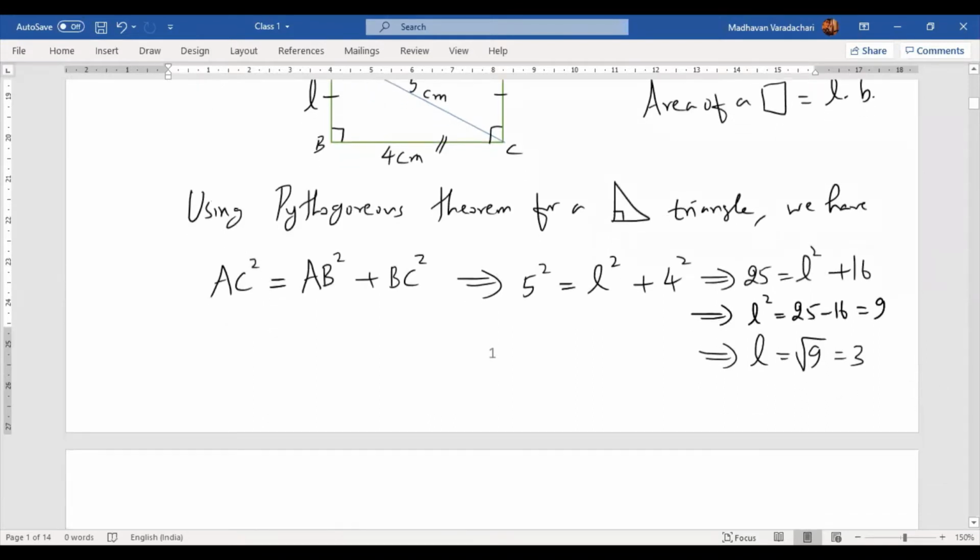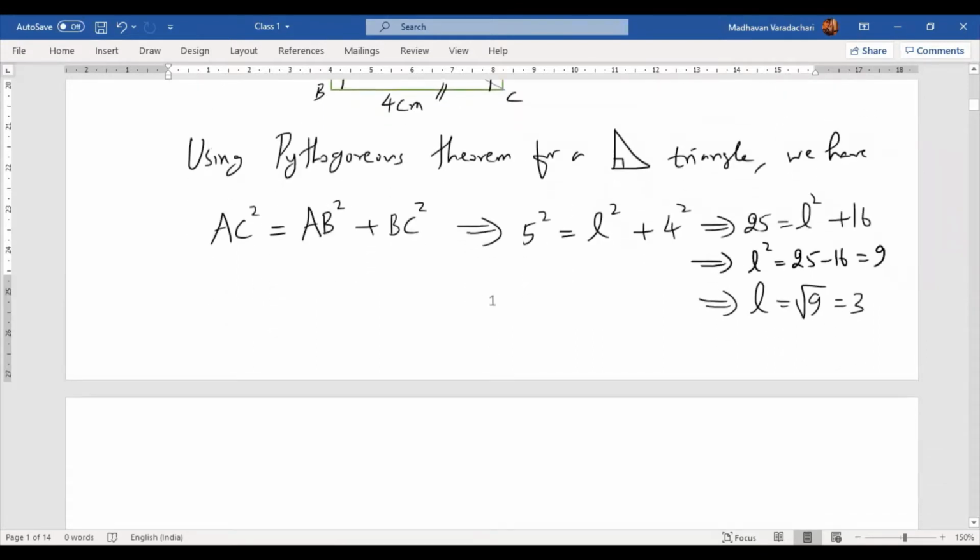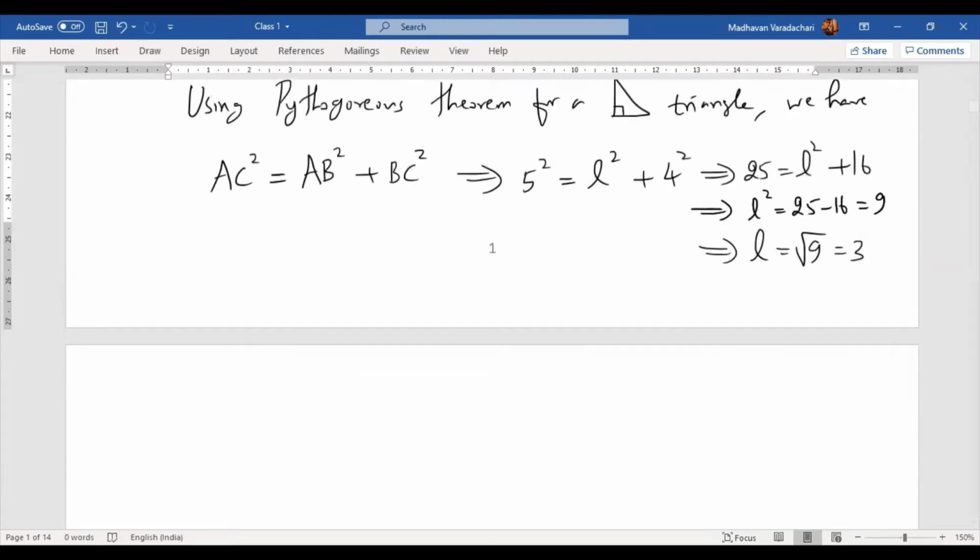Now that we got L, we already have the breadth. Now area is equal to L into B, which is 3 multiplied by the breadth, 4 centimeter, given in the question. So it becomes 12 centimeter square. That will be the area.